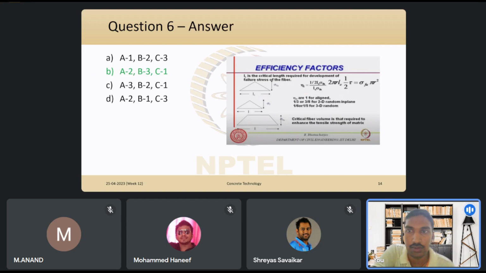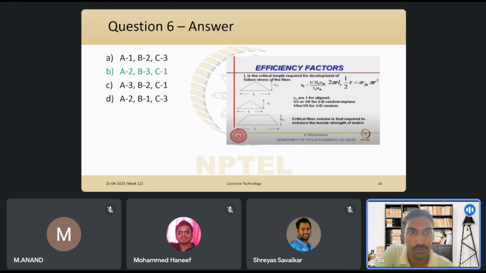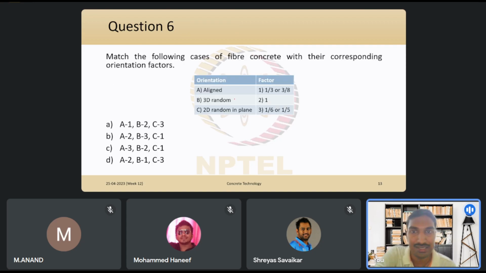So A is matched with 2, B with 3, and C with 1. Right? So A, in the case of aligned fibers, the orientation efficiency factor is 1. For the 3D random case, it is 1 by 6 or 1 by 5, and in the 2D random case, it is 1 by 3 or 3 by 8. So that's what we saw for the orientation efficiency factor eta 0. You need not remember the actual values. Relatively you can remember what happens in each of these cases.